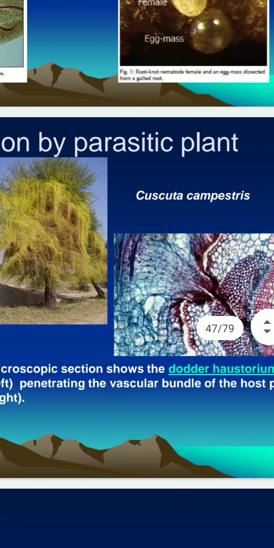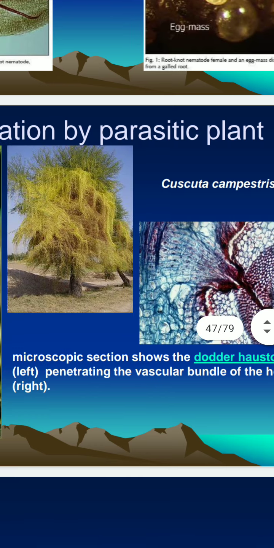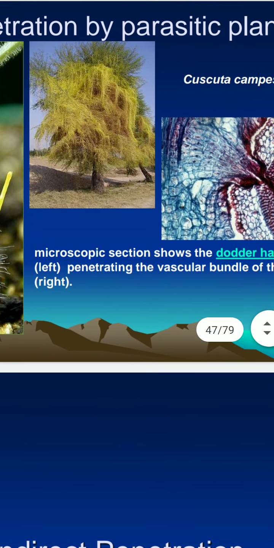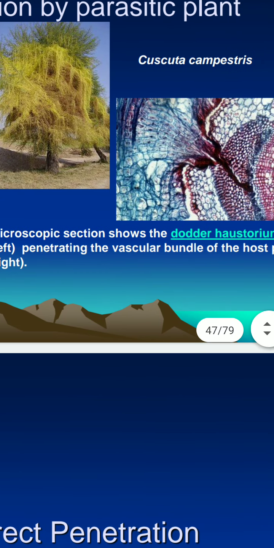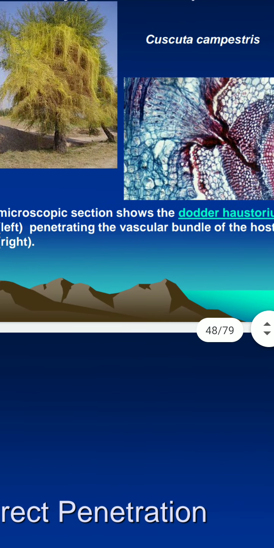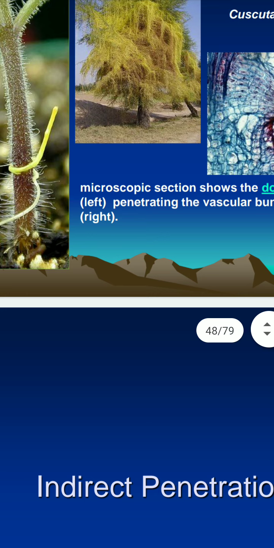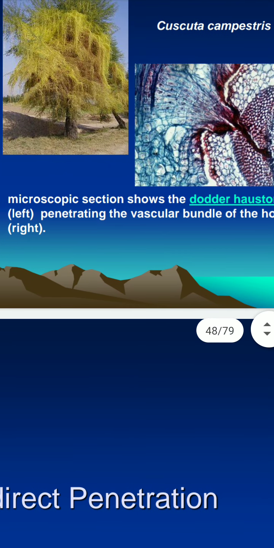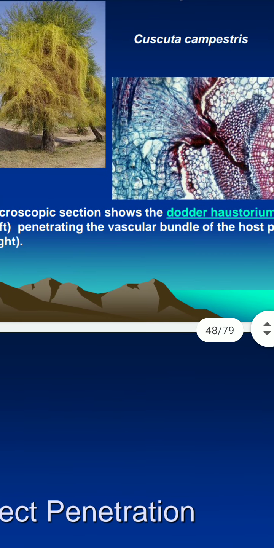Parasitic plants, Cuscuta campestris. When we cut this section, the microscopic section shows the Dodder haustoria penetrating the vascular bundle of the host plant. This diagram is showing the direct penetration of the Dodder. Dodder is the parasitic plant.